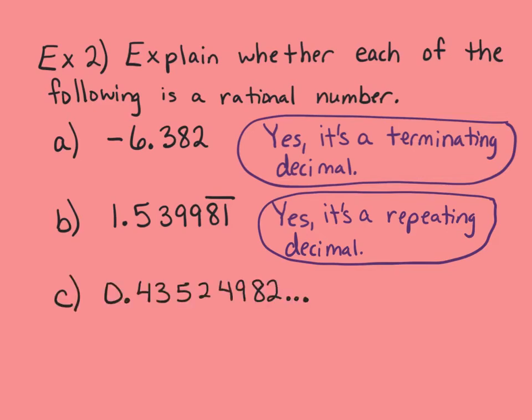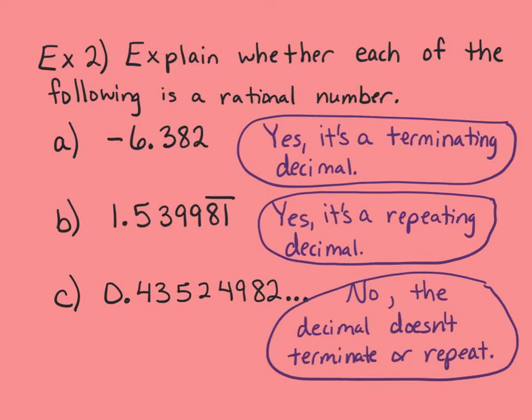And then 0.43524982, and then we see a ... at the end. This ... at the end shows that this decimal just keeps on going. It will go on forever. It does not end, so it's not a terminating decimal. Also, you don't see a bar over any digits. It does not show digits that repeat in order, so it's not a repeating decimal. So no, it is not a rational number. The decimal doesn't terminate or repeat.